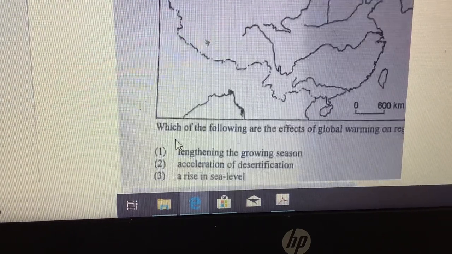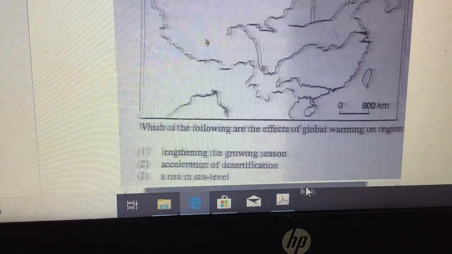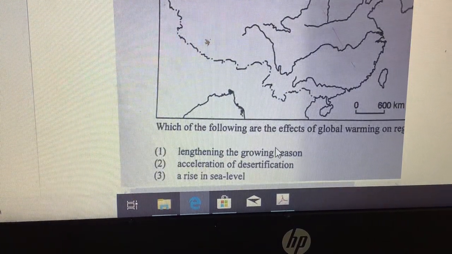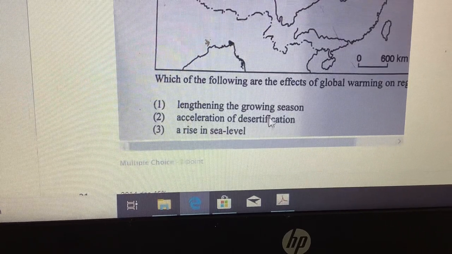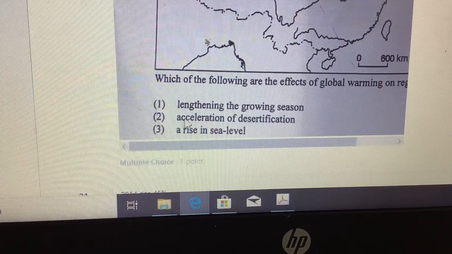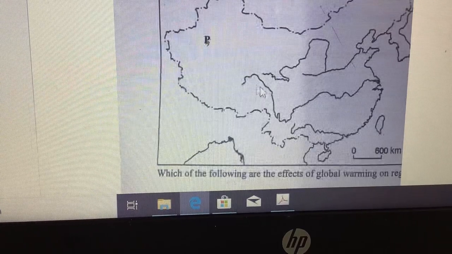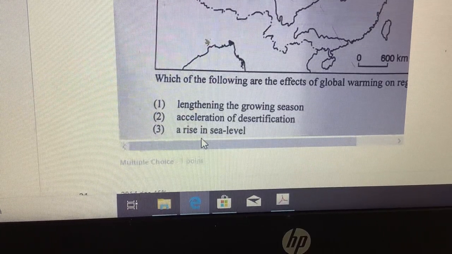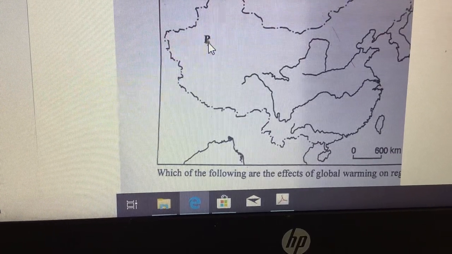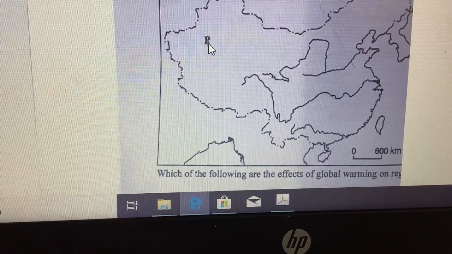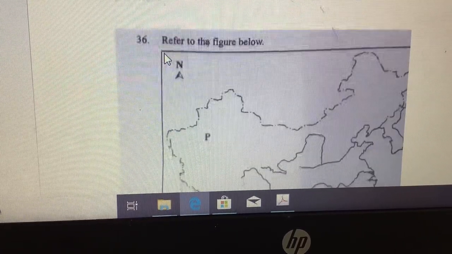Okay, this one, P and just P only, right? Yeah, only P. What's happening for P? Lengthening of growing season, maybe. Number two, acceleration of desertification. Yes, because it's a desert area. Number three, wow, where can you find a sea in Urumqi? So number three must be wrong. And this one is very easy, 89% of people get it right.